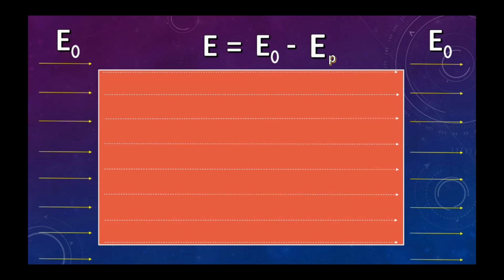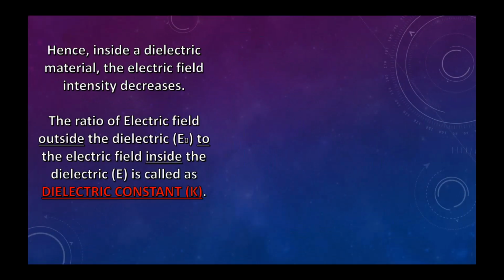Consider yourself, is 8 larger or is 8 minus 2 larger? Obviously 8 is larger. So E naught is larger, or we can say that inside the dielectric there is less electric field compared to outside the dielectric. So we can say that inside a dielectric material the electric field intensity decreases, and we denote the electric field inside the dielectric by E, and outside the dielectric by E naught.